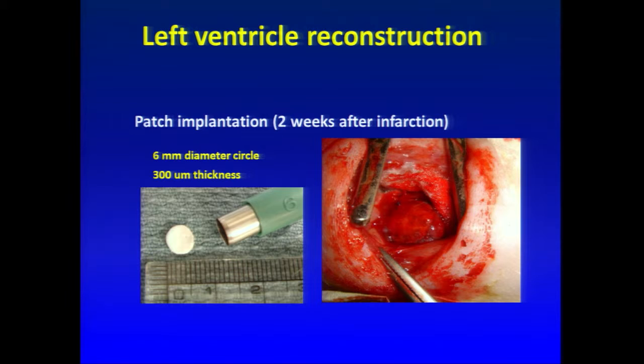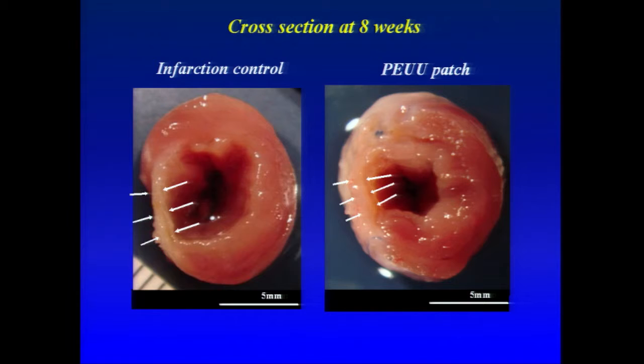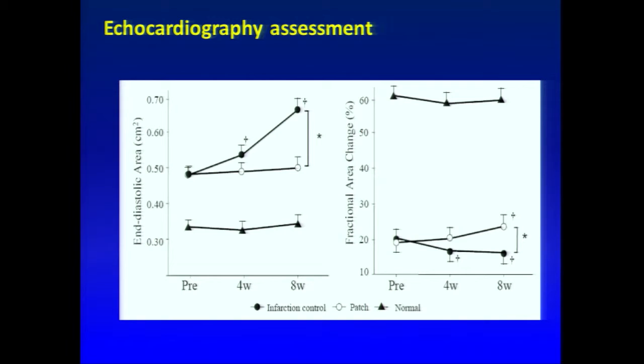Then we implanted it into the rat. First, we made a myocardial infarction, and then 2 weeks after, we implanted the scaffold over here in the rat. After 8 weeks, you can see that the thickness of the muscle we implanted with polyurethane elastomer is higher than the control. And if we look at the heart function, the scaffold implantation improved heart function compared to control.